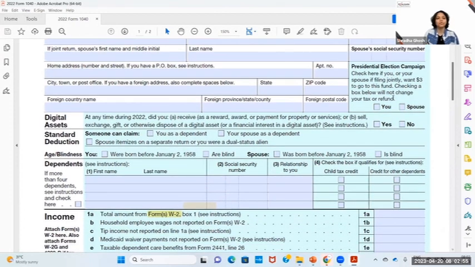Then you have disclosures about some digital assets. We're going to talk about it later. Then we have the standard deduction. Again, we're going to talk about this later. Okay. Then we had the dependents, which we've already spoken about.